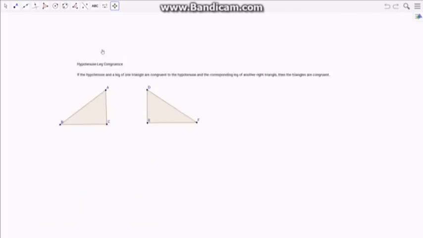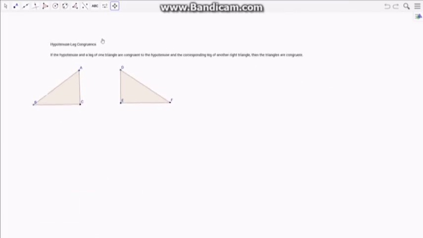The last theorem is applicable only to right triangles to prove congruence, and that theorem is hypotenuse-leg congruence. It states that if the hypotenuse and a leg of one right triangle are congruent to the hypotenuse and the corresponding leg of another right triangle, then the triangles are congruent. We assume already that angle C and angle E are 90 degrees. Let's illustrate it. Let's use the pen.